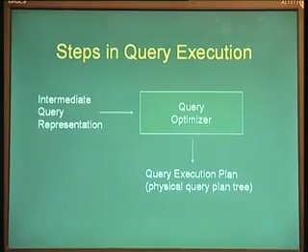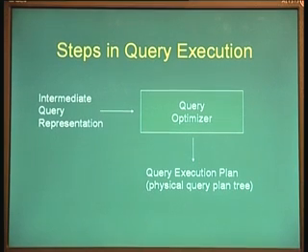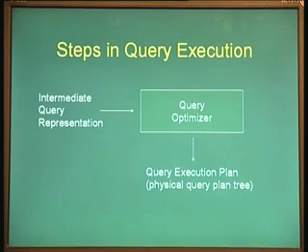The intermediate query representation, or the query tree, is then given to the query optimizer, which generates a query execution plan. The execution plan is also called the physical query plan tree, in contrast to the logical query plan tree. That means a physical query plan tree comprises a query plan written in a language that is usually executed by a DBMS interpreter, or would be compiled into machine code for execution.